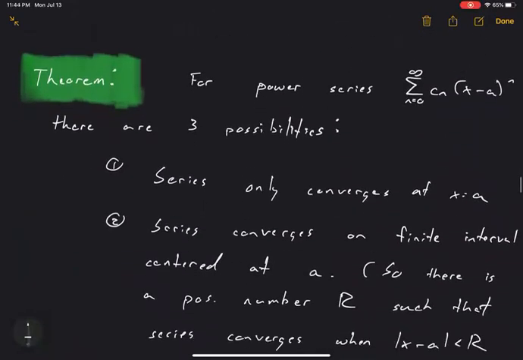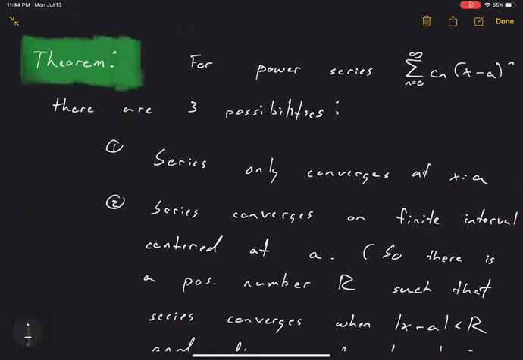Okay, so let's consider a power series. Just some arbitrary power series, the sum of c sub n times (x minus a) to the power n. There are only 3 possibilities. Okay. Possibility 1, the series only converges at x equals a.